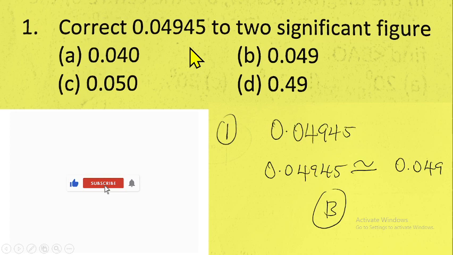This number here is not up to 5, so round it down to 0 and add it to 9. That means the number becomes 0.049, and that's what you're having here as our solution. Option B is the correct option for question number 1.